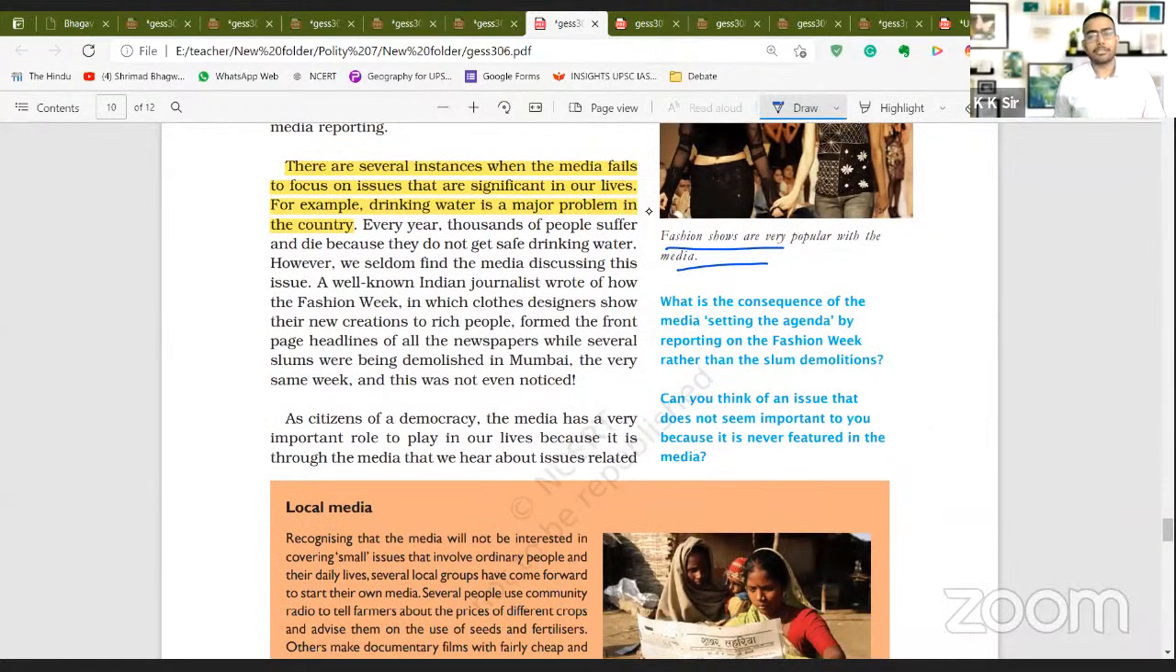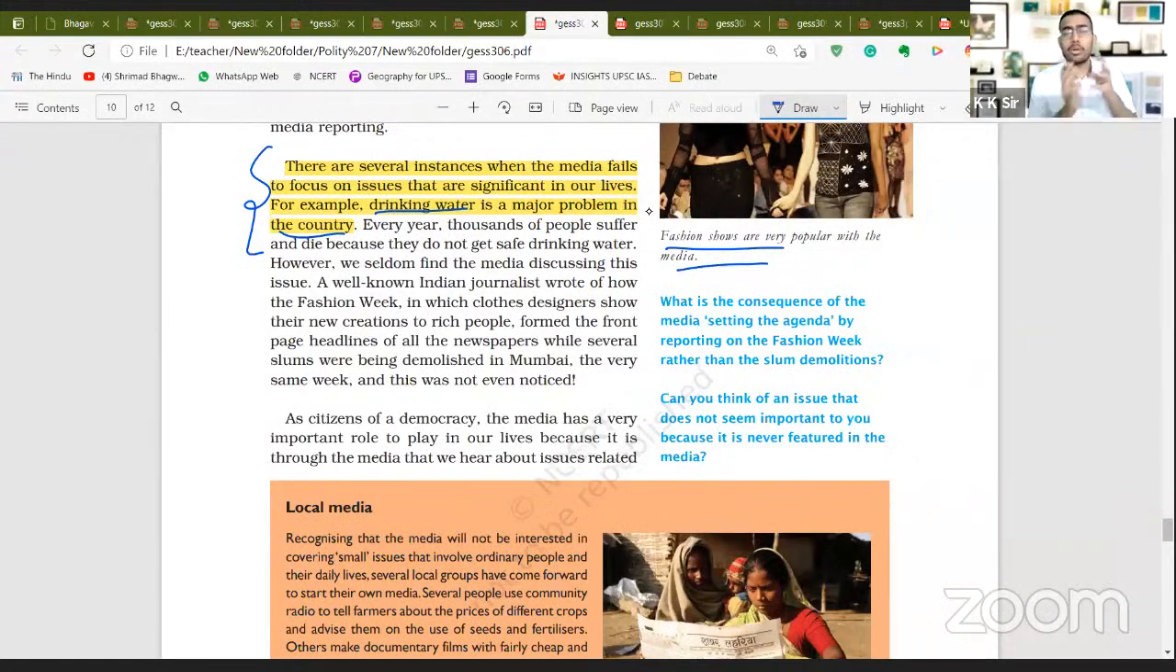There are several instances where media fail to focus on the issues. Like media never talk about drinking water problems. Media is talking about health, but even then most of the channels are more concerned about the toolkit. Which party is doing how much for health? They're not talking about why the health system has collapsed and what can be done to improve that healthcare system.